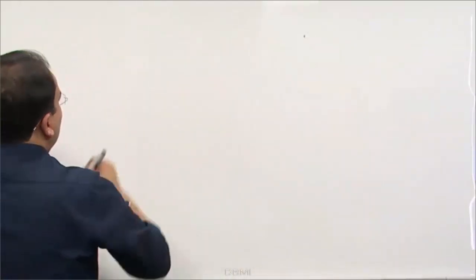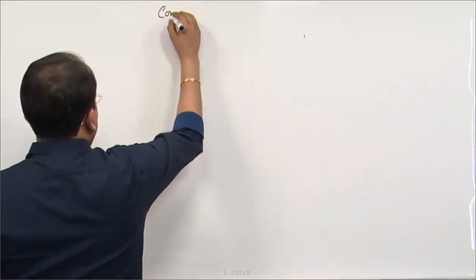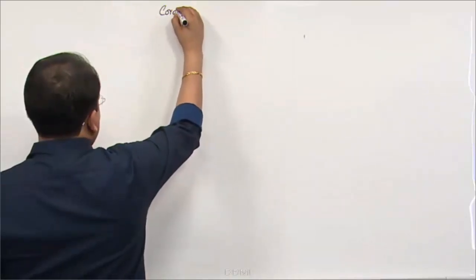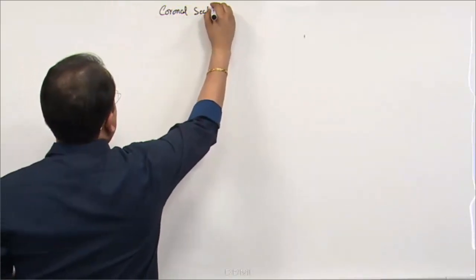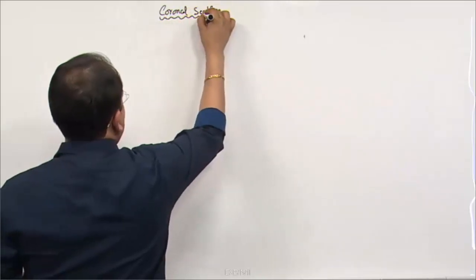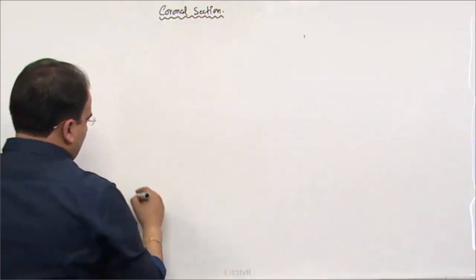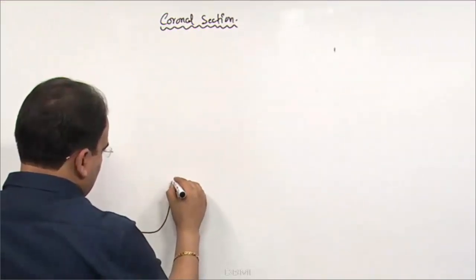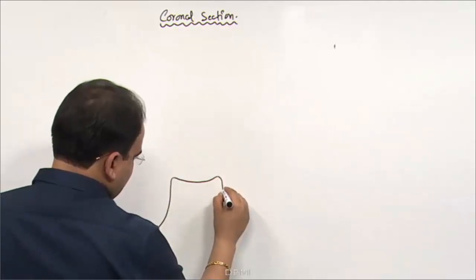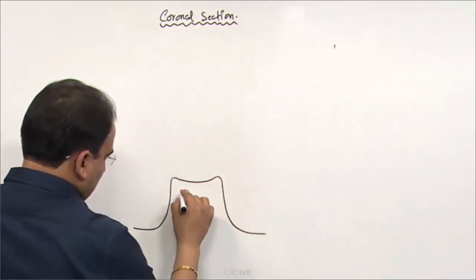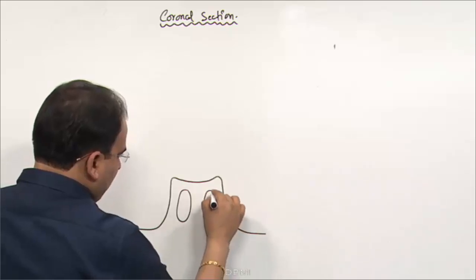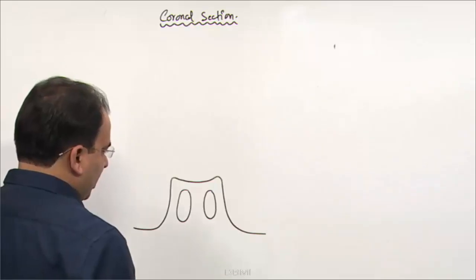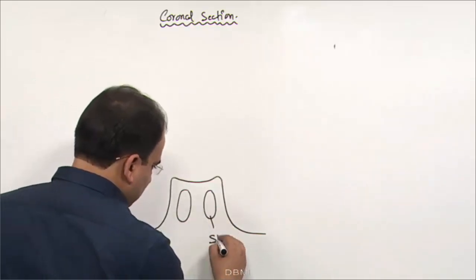For this we are taking a coronal section. Now let's say this is the pituitary fossa here. These are the body of sphenoid and sphenoidal air sinuses. So this is the body of sphenoid and sphenoidal air sinus. This is sphenoidal sinus.